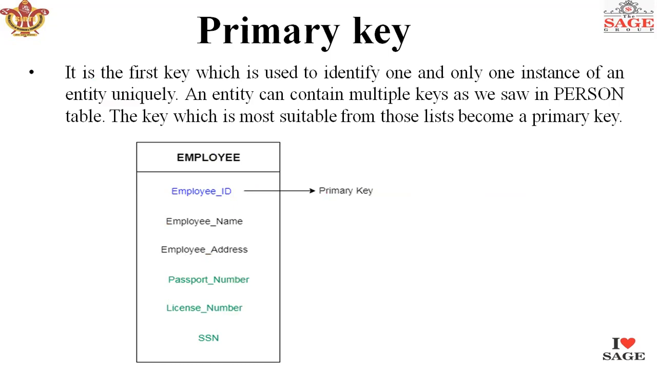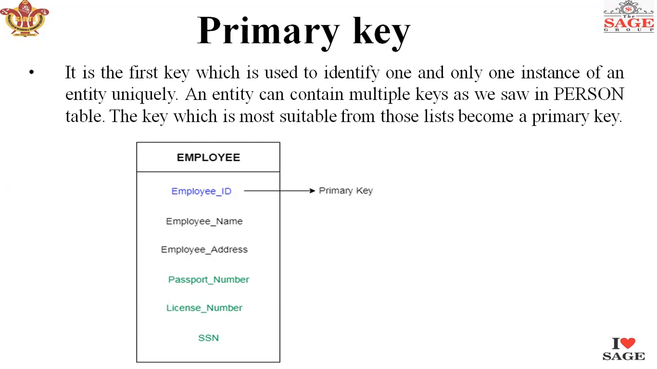Here you can see the definition of the primary key. It is the first key, used to identify one and only one instance of an entity uniquely. An entity can contain multiple keys, as we saw in the person table. The key which is most suitable from that list becomes the primary key. In this employee table, ID can be a primary key since it is unique for each employee. We could even select license number and passport number as a primary key since they are also unique.